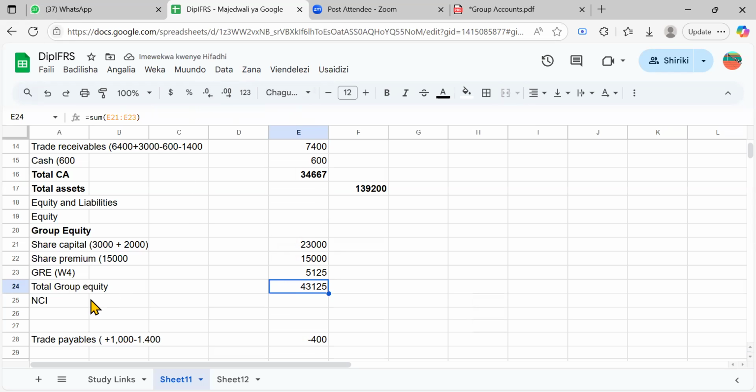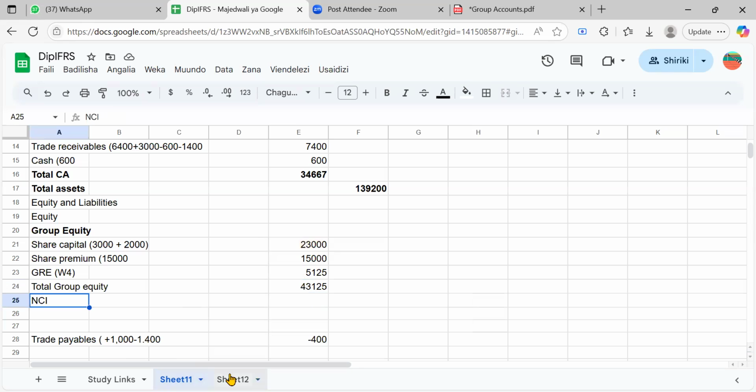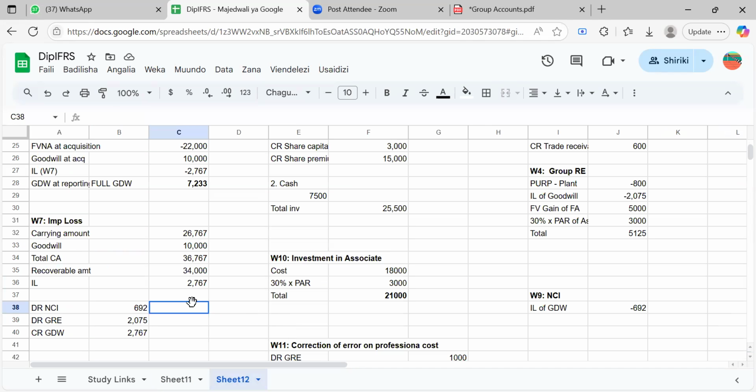Group equity. Then we have the non-controlling interest too. We need to get the non-controlling interest. Which working? We just go and get it. Non-controlling interest. Which working number? Okay. And there is something else here.